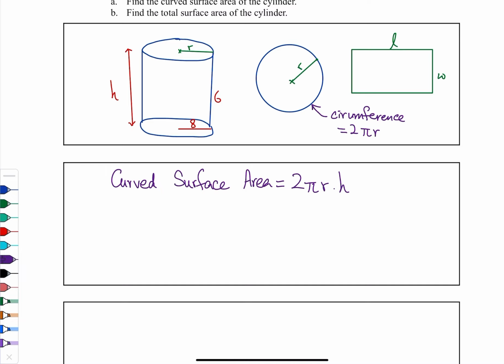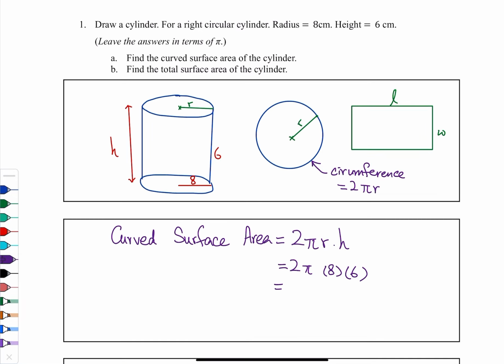So let's fill up the information. 2 pi r is 8, h is 6. Now can I click everything now? Be careful what the question needs. The question says leave the answer in terms of pi. So that means you need the answer to have the pi.